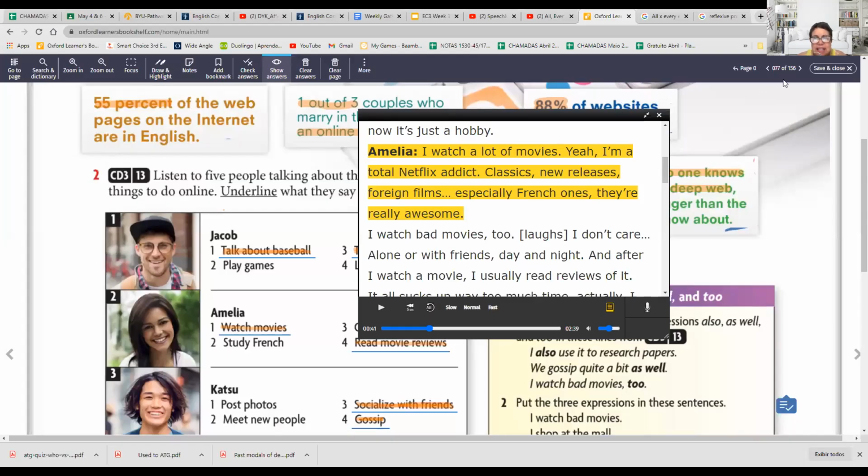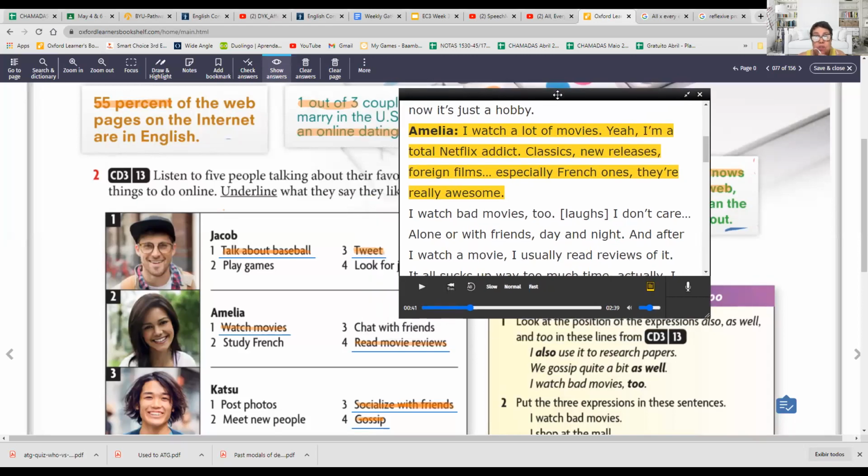Okay, guys, so let's take a look here at how Amelia describes what she likes doing online. So here she says, I watch a lot of movies. Yeah, I'm a total Netflix addict. So she is addicted to Netflix. She likes it, she loves it, she watches almost every day. So she is a total Netflix addict. This is a way to express your preference to something that you do a lot, okay? Classics, new releases, foreign films, especially French ones. They are really awesome.